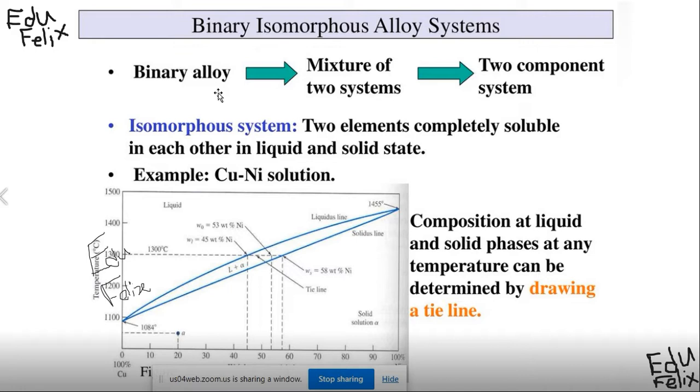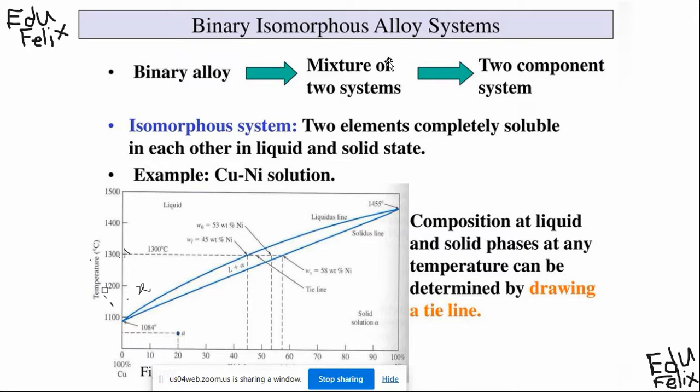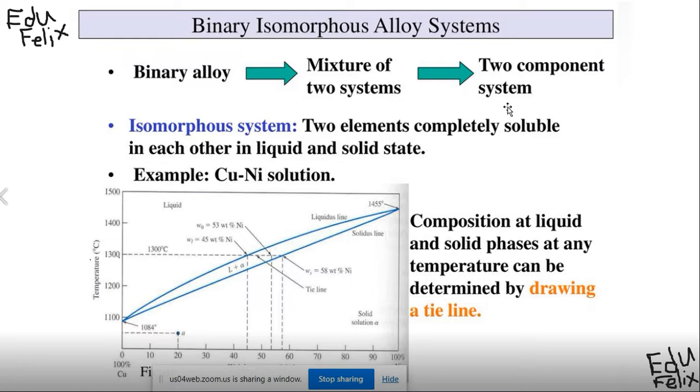You have a binary alloy, that means you have two components, like copper and nickel. So we mix them, then we have a mixture of two components. Now you know what a component is and what a system is. So you have a mixture now. In the isomorphous system, two elements are completely soluble in each other in liquid and solid state. That is what isomorphous says. Example, copper nickel. So here you do not have any changes. This is a pure line.